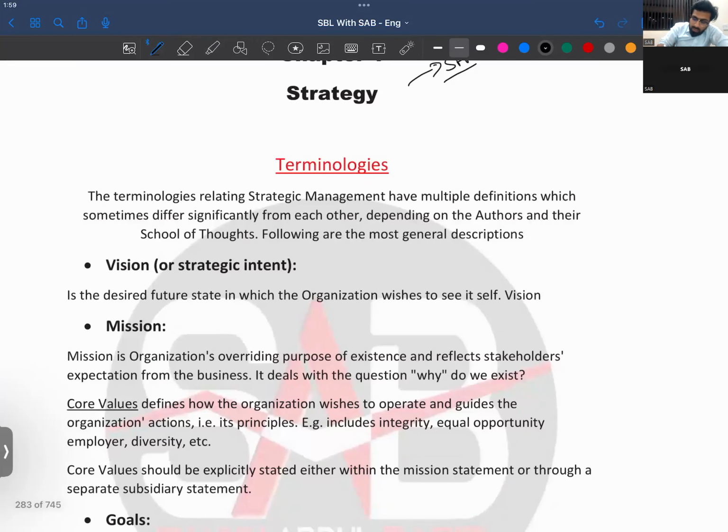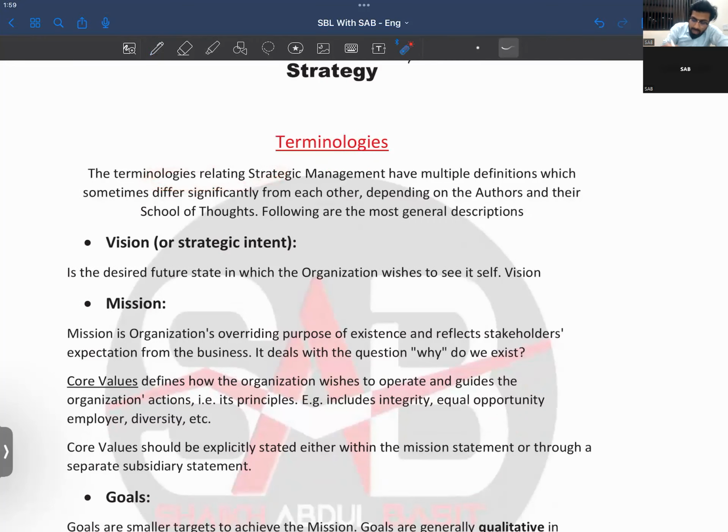So see, the terminologies related to strategic management have multiple definitions. If someone wants you to define strategic management, it's simple that it has multiple definitions. Your and mine definition can be different, right? So they have multiple definitions, which sometimes differ significantly depending on authors and their school of thoughts. Following are the most general descriptions.